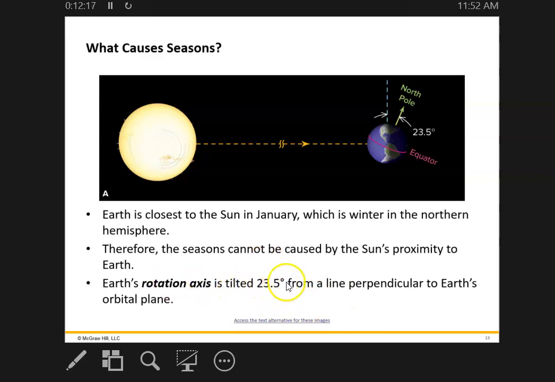The Earth's axis is tilted by 23.5 degrees. That's actually really important. Mars, for example, is tilted by almost the same amount. It's 24 degrees. Venus is a totally different story. Venus is flipped upside down, right? The northern pole would be pointed down here. That's a different story. We'll get to that when we get to Venus.